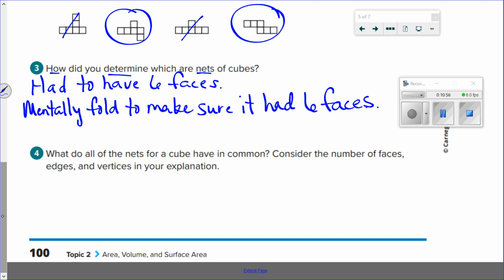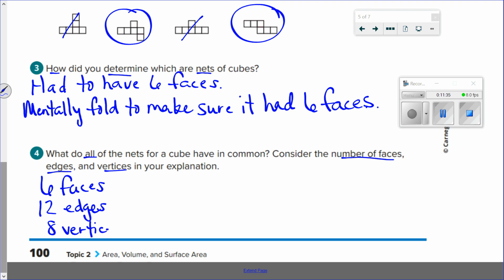I want you guys all to look at the cube you have made. Think about the definitions we gave you the other day. What do all of the nets have in common? Look at the number of faces, edges, and vertices. So how many faces did every one of these cubes have? 6. We have 6 faces. How many edges? 12. 4 around the top, 4 around the bottom, 4 around the sides, right? So that's 12 edges. How many vertices? 8. 8 vertices. 4 on top, 4 on bottom. So is everybody good so far in what we've done?